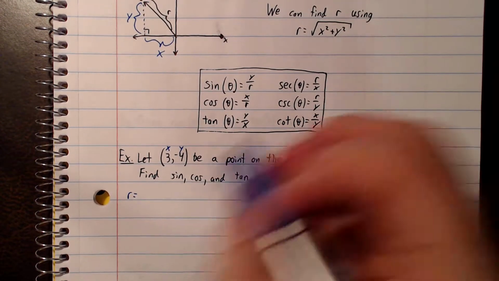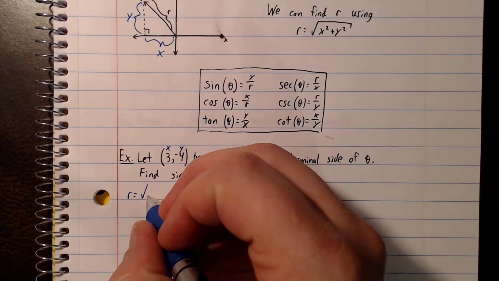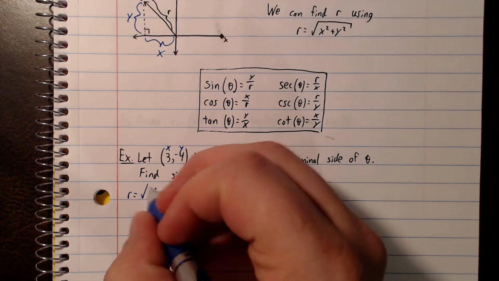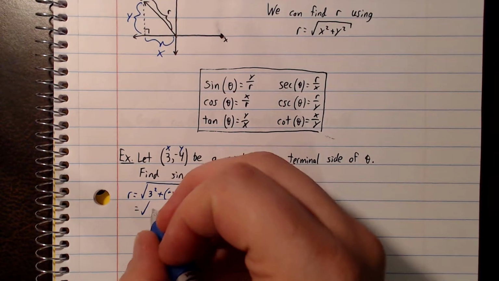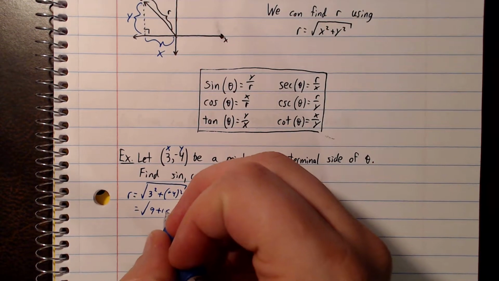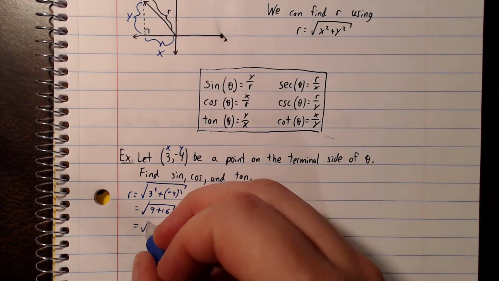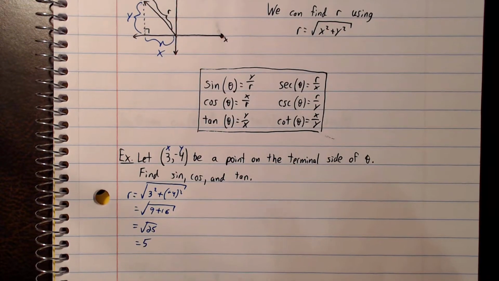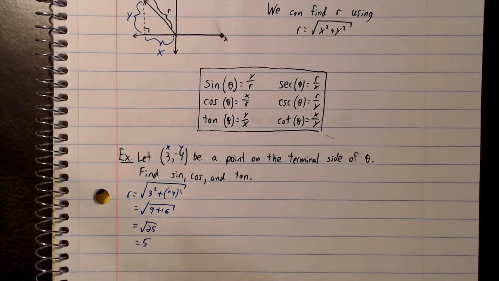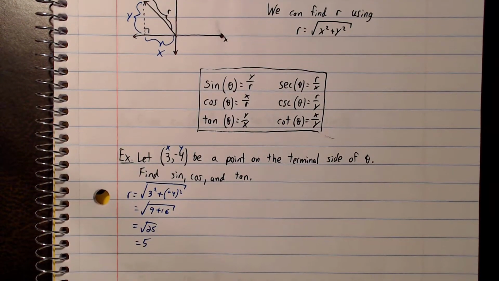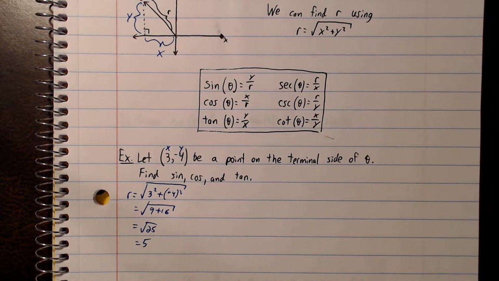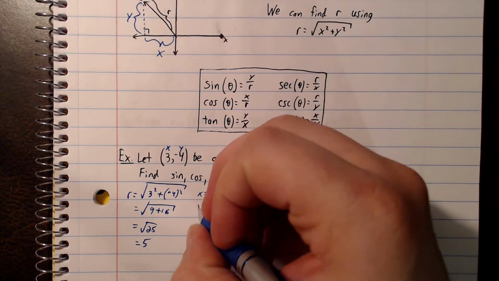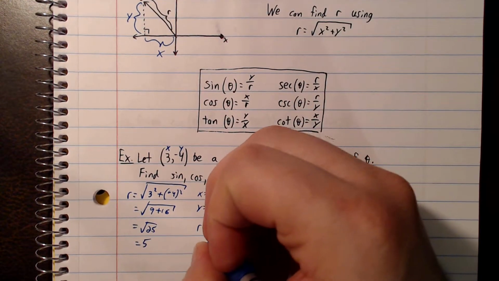So we use our r finding formula, right? We have the square root of 3 squared plus -4 squared, all under the radical. We're going to quickly solve for r, and we find r to be 5. Now we're going to work with only positive because, remember, r is a distance, it's a radius, so it should be positive. So now we have our x, our y, and our r.